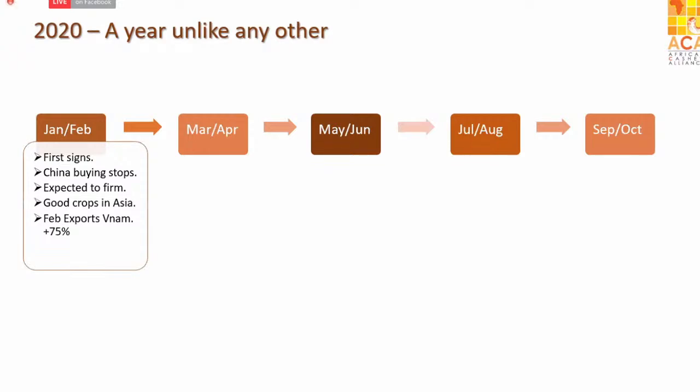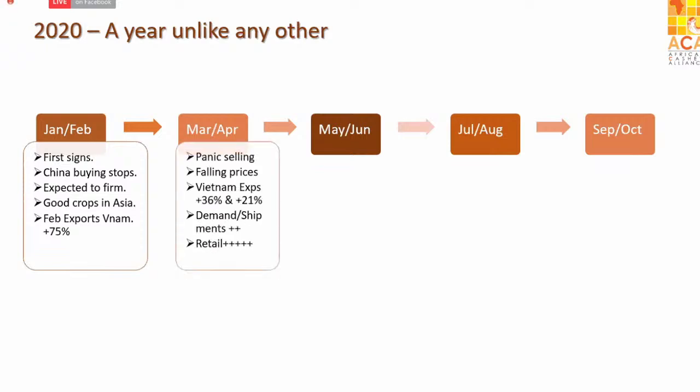People were looking at it thinking, this is great value. These are 5-year lows. Consumption is buoyant. This could be a platform on which to build into the future. Good crops were predicted, particularly in Vietnam and Cambodia. And during February, Vietnamese exports started to spike, probably in a reaction to expected supply chain disruption. We saw a remarkable increase in exports during February.